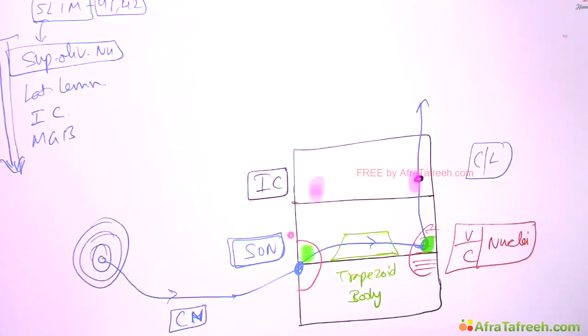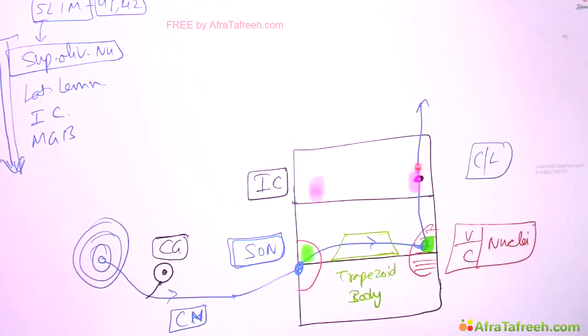Yes, actually, first order neuron is the bipolar neuron, which is the cochlear ganglion. You mean to say spiral ganglion in the cochlea? Yes. So that was the first order neuron, having a peripheral process and a central process. Right. And who is the second order neuron? That is the superior olivary nucleus neuron. And who is the third order neuron? That is the inferior colliculus neuron.